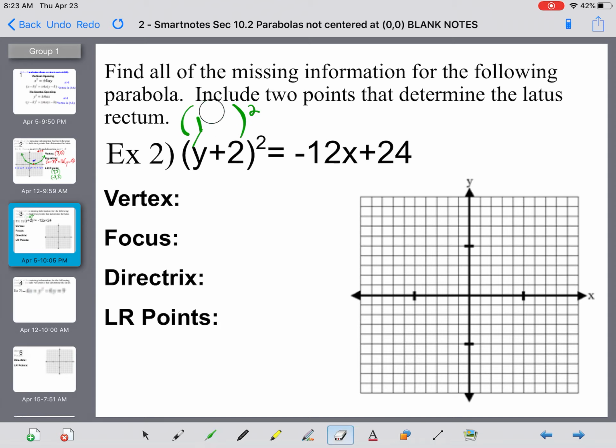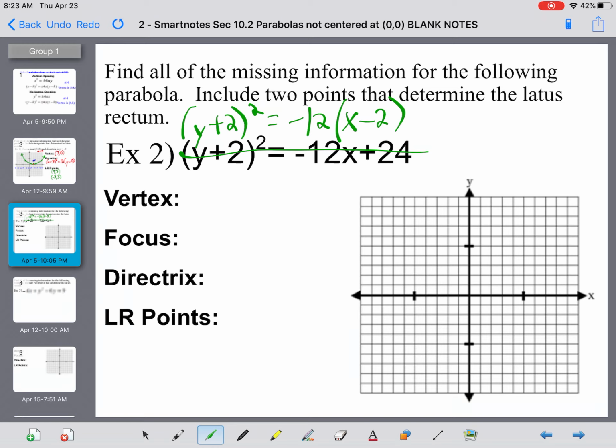Let me fix that plus sign, that looks weird. Let's just start over. So this is y plus 2 squared. I'm going to factor that negative 12 out, and it gives me x minus 2. So watch out, that it has to become a minus 2 because you factored out a negative 12.